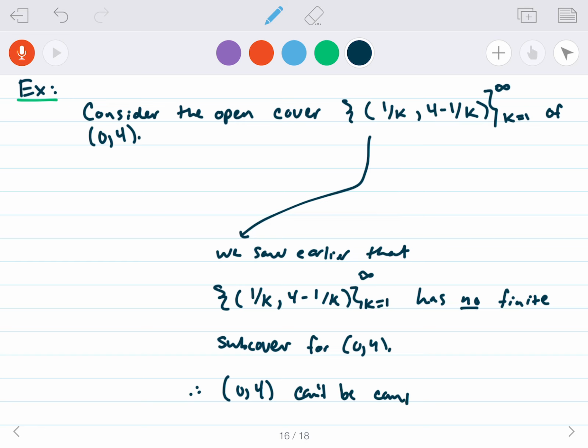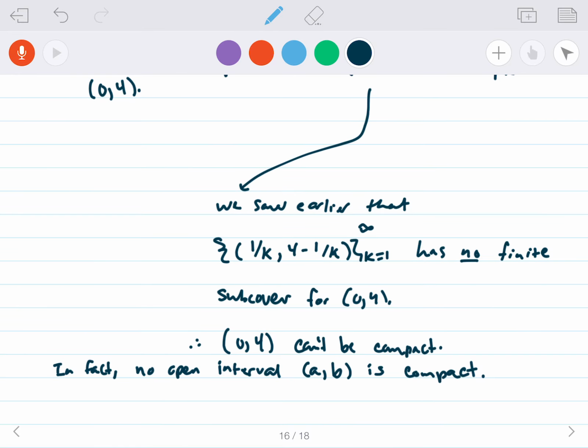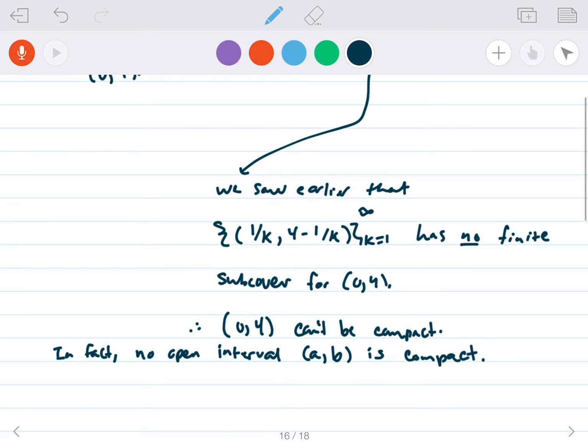And I'll add a little note here. We'll say that, in fact, no open interval in the reals is compact. But every closed interval [a, b] is compact.